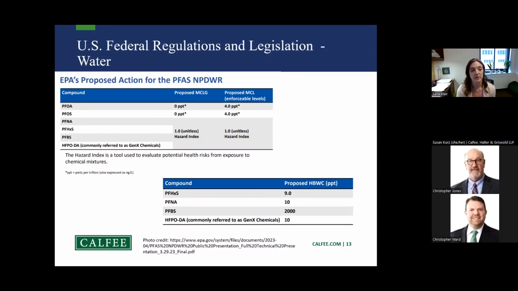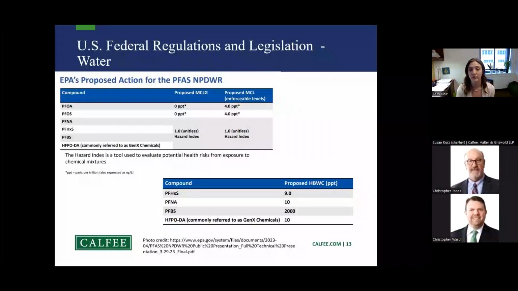This part of the rule would limit any mixture containing any one of the 4 additional PFAS through application of a hazard index, which adds the health-based water concentrations, HBWCs, of these 4 PFAS when present in the sample to determine if the water is safe to drink based on combined toxicity. The draft rule proposes setting the HBWCs of these 4 constituents at 9 parts per trillion, 10 parts per trillion, 2,000 parts per trillion, and 10 with respect to GenX chemicals. This is the first time a hazard index has been used as an MCL.